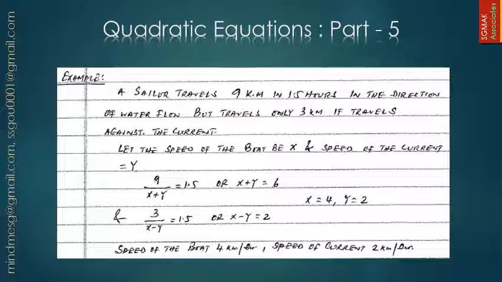So x plus y is 6, and 3 divided by x minus y is 1.5. Your boat speed has to be more than the speed of the current, otherwise you won't travel forward. So x minus y is 2. So the values are x equal to 4 and y equal to 2. In this case, the boat is traveling at 4 km per hour and the current is flowing at 2 km per hour.